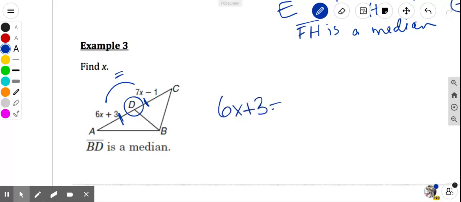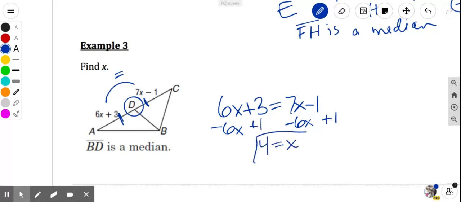You want to be careful though, just like in the last one, how I gave you the small piece and the big piece on your practice. There's one like that where I give you the small piece and the big piece. So it's important to pay attention to that. So I'm going to add 1 to both sides, subtract 6x. So I'm going to get x equals 4. Pretty easy.